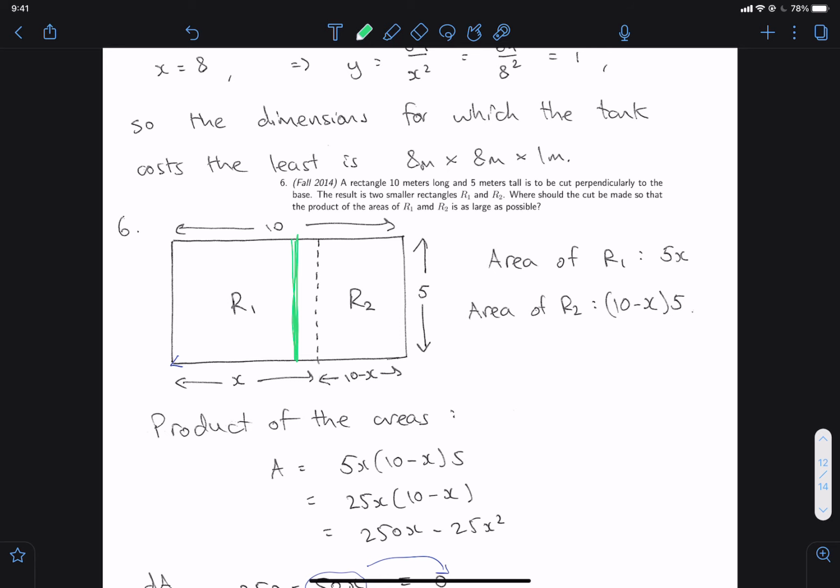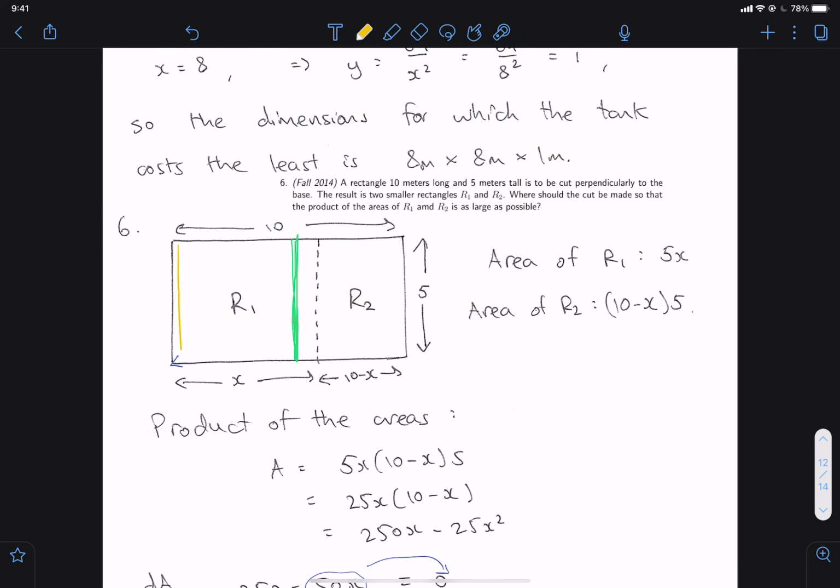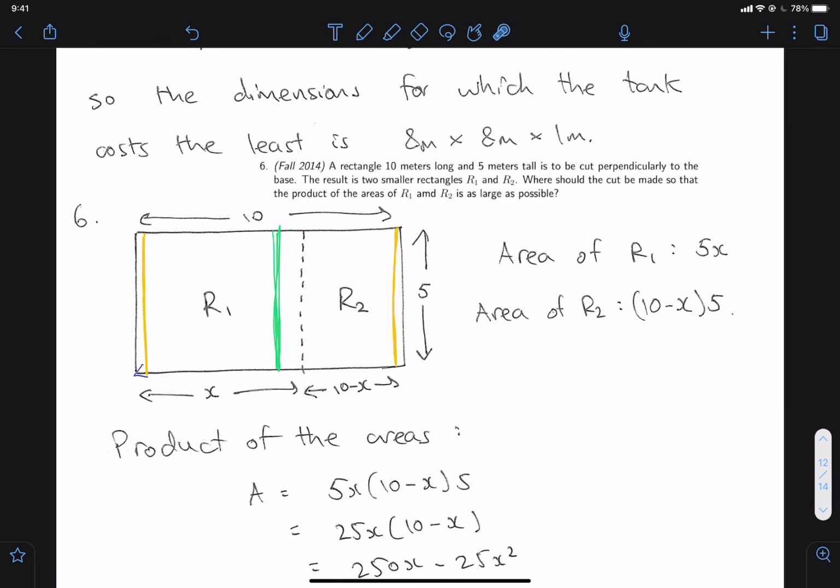So the product is the greatest. And you can also imagine once you cut it very close to the left side, since one of the rectangles is very small, the product is not going to be very large. And the same thing is here. If you cut it very close to the right end, one of the rectangles is large, but the other is very small. So the product is also going to be small. So only when you cut it in the middle, you get the most out of it. That is also easy to imagine.